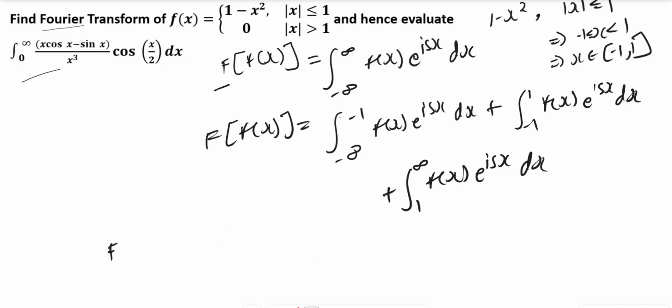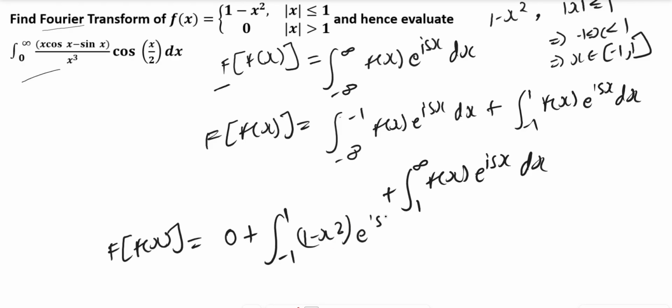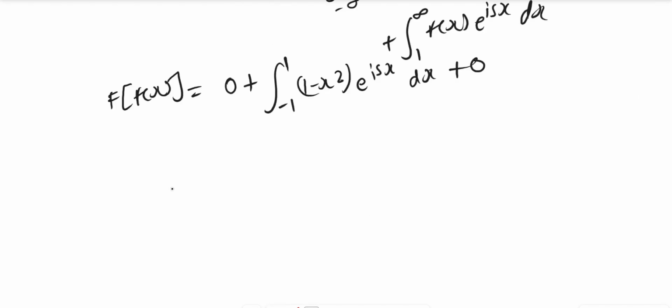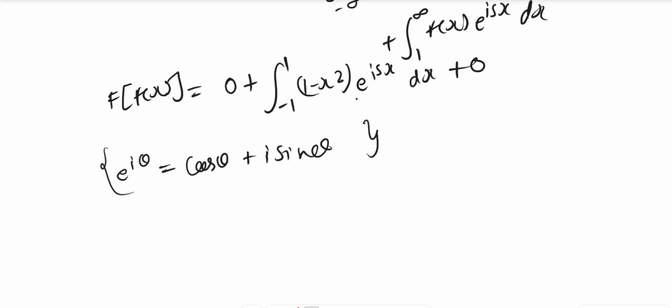So it is Fourier transform of a function f(x) is equal to 0 plus integration minus 1 to 1, and x की value जब minus 1 to 1 के बीच में है तो function की value is 1 minus x square. Then it is 1 minus x square e raised to the power iota sx dx plus 0. इसमें भी 0 है. Now, to solve this integration, we use the form e raised to the power iota theta is cos theta plus iota sin theta. So, using this form, हम इसे simplify कर लेंगे.